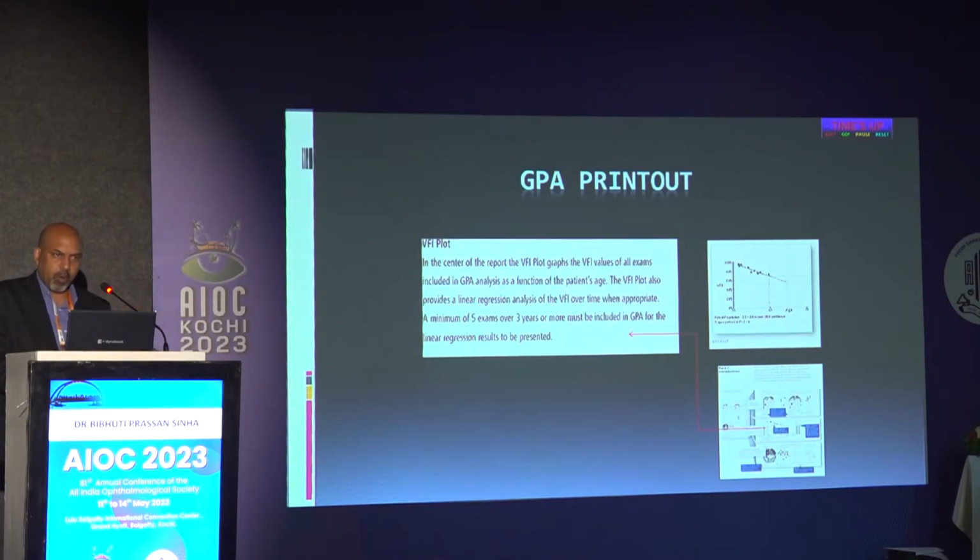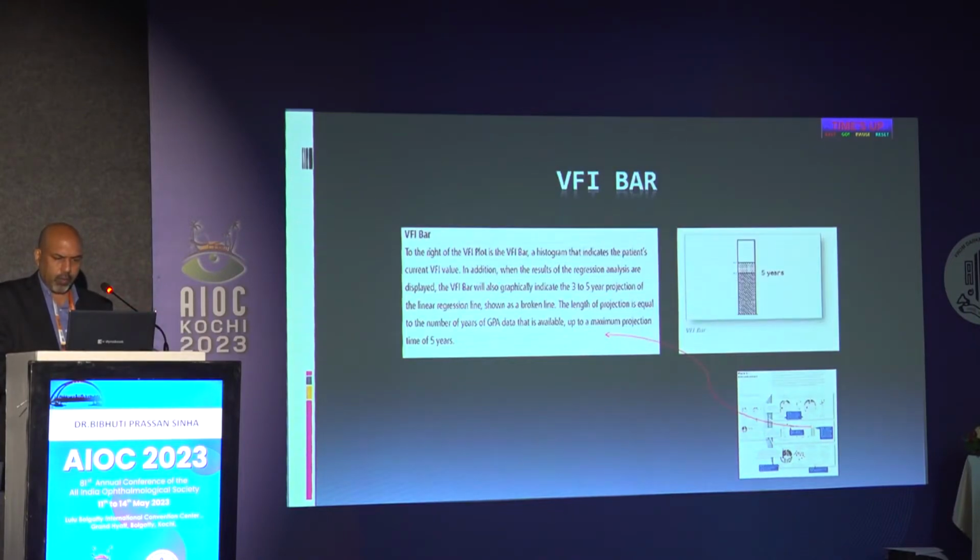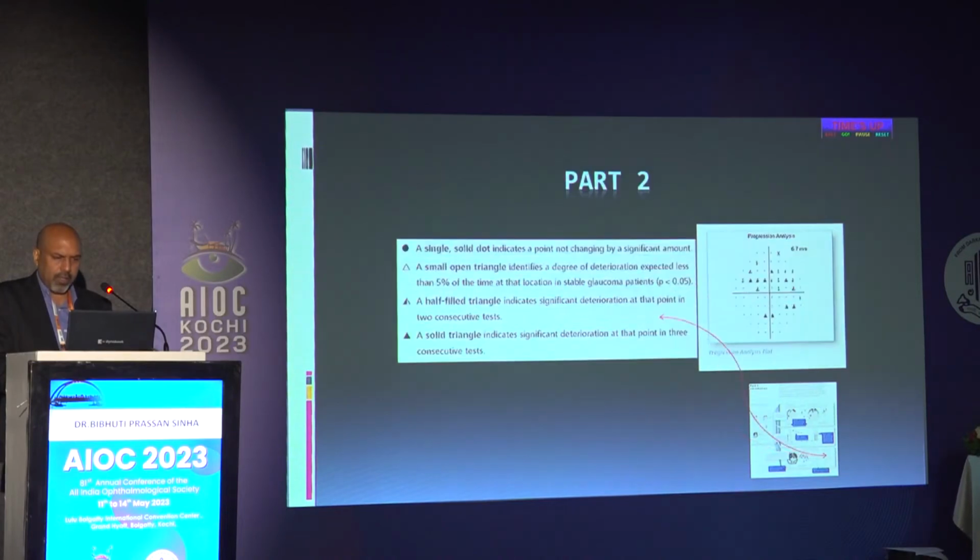And also the VFI plot gives you information and comparison with a normal age-matched control. It also flags off and gives you information in the form of a single solid dot that indicates the point is not changing a significant amount, a small open triangle that means the change is expected to be present in a stable glaucoma patient, p value is less than 0.05%. A half filled triangle indicates significant deterioration at that point in 2 consecutive tests, and a solid triangle means in 3 consecutive tests. That means that this is pathological and the patient is progressing.